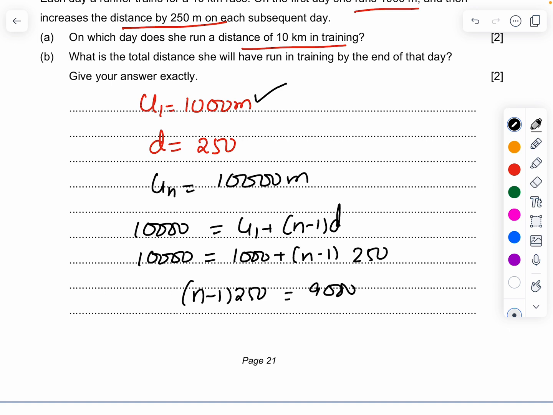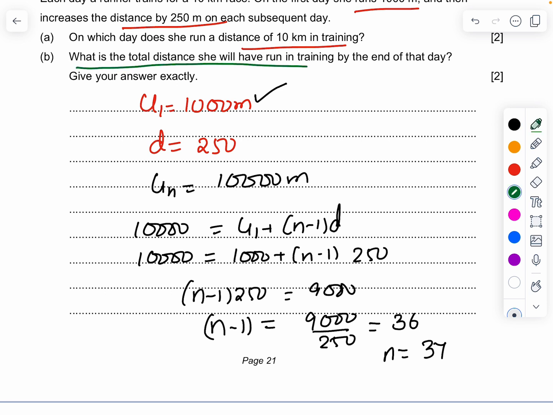So n minus 1 equals 9,000 divided by 250, which is nothing but how much? 36. So n equals 37. That's going to be the answer. On which day? The 37th day.